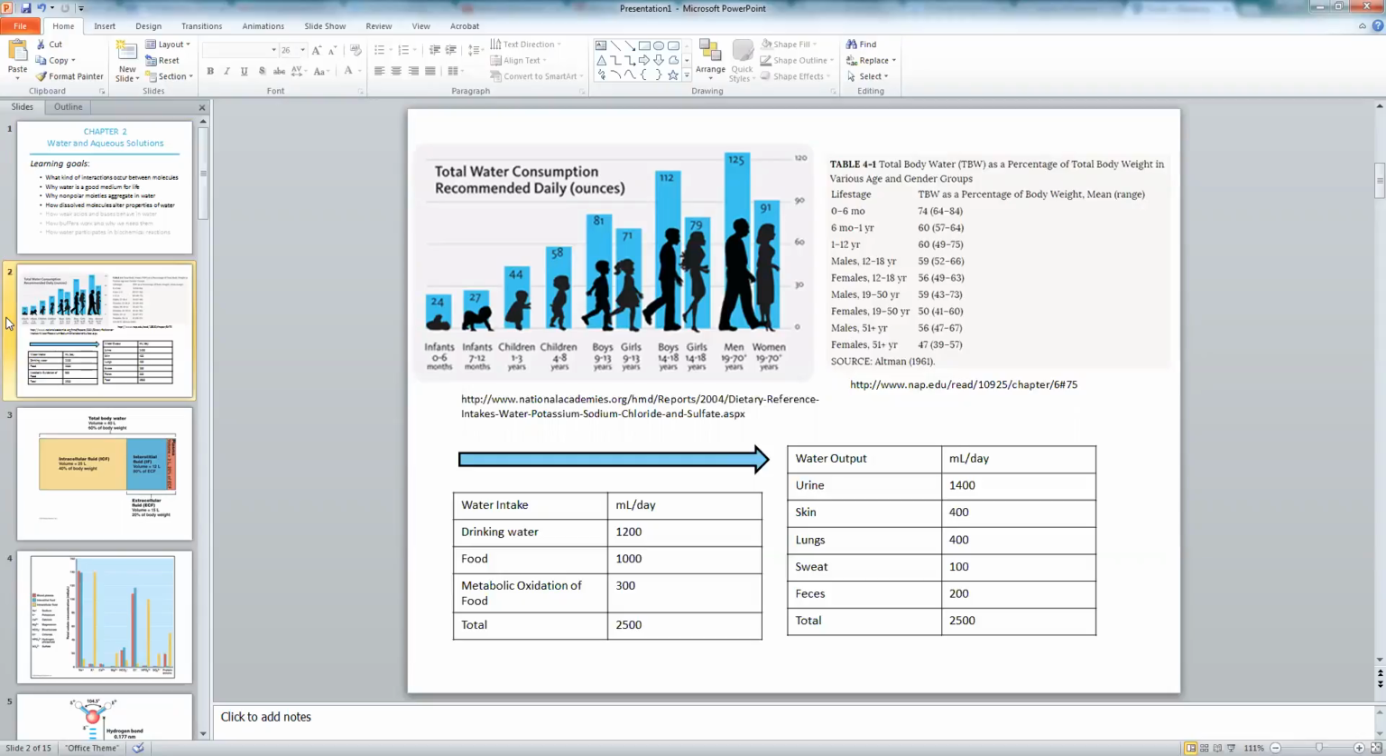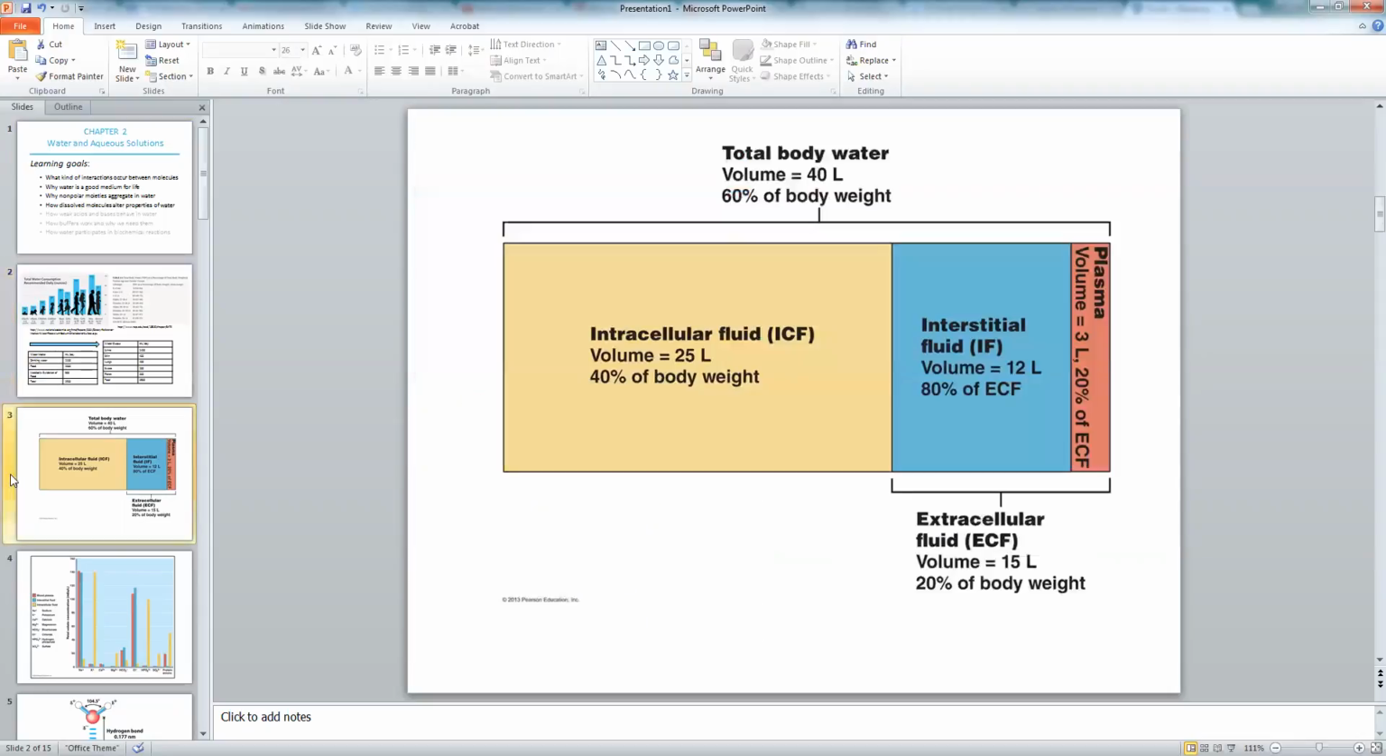And so where, you might be wondering, does all of that water go? What is it that we do with that water? Where does it go? And so if we think about our total body water, so let's say the volume was 40 liters, 60% body weight. So 25 of those 40 liters would be found in our intracellular fluid. And then our extracellular fluid really has two components. The extracellular fluid is made up of plasma, which would be about 3 liters, and then our interstitial fluid, which would be about 12 liters. And so you can actually see the 20% of our extracellular versus the 40% of our intracellular.